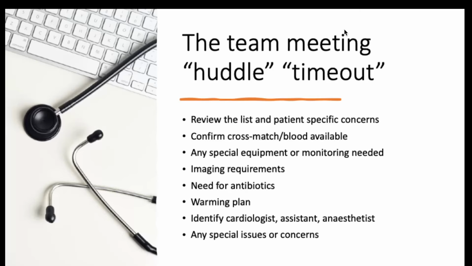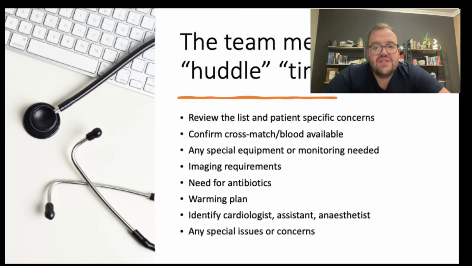So, the next thing we do that is critical is the team meeting, the huddle, the timeout. We review the list and specific patient concerns. We confirm if cross-match or blood is available. Remember, guys, that in a small child, blood loss of 10, 20, 30 mils is significant. So all of these children, if they have a low Hb to start, should have blood in theatre, or they should have blood at the blood bank. They don't tolerate anemia.